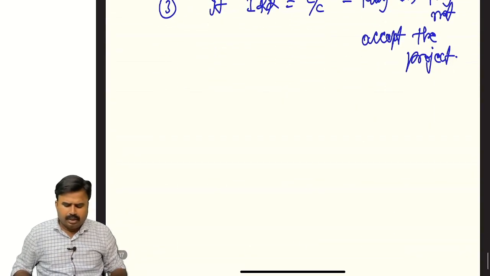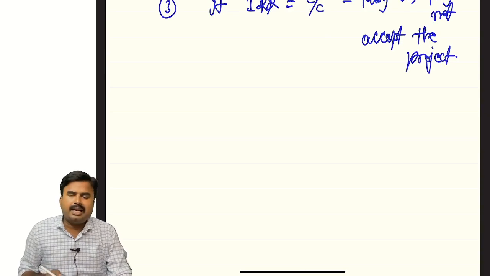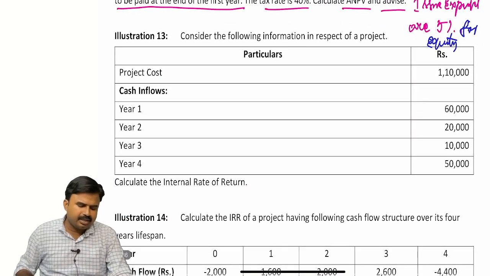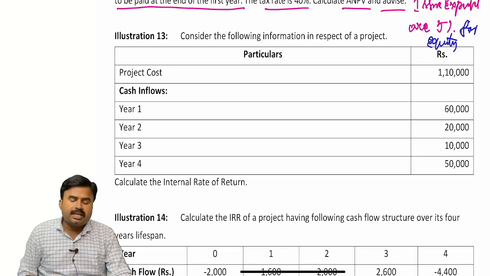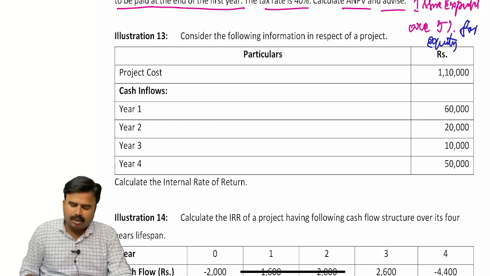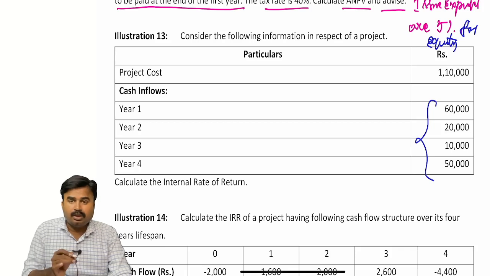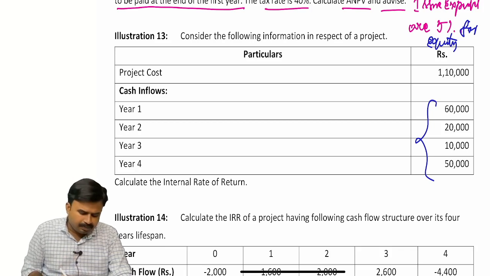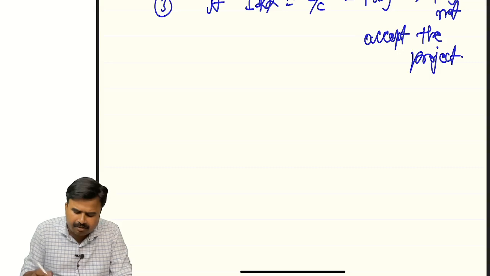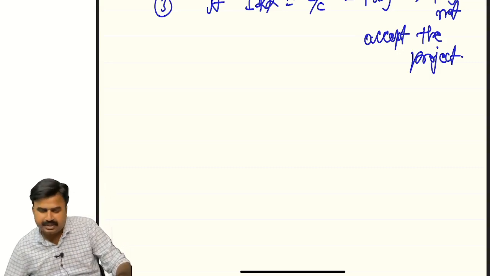Yes. Dear students, let us handle one problem related to this IRR concept under trial and error method. Look at this illustration number 13. Consider the following information in respect of a project. Project cost is 1,10,000. Cash inflows, year 1 60,000, year 2 like that. For 4 years the cash flows are given, and these cash flows are unequal. So I must use trial and error method for solving IRR. Calculate the internal rate of return. So you are supposed to handle internal rate of return concept.